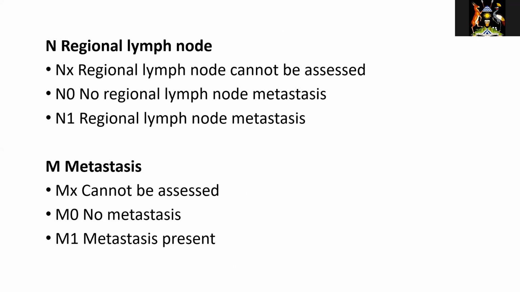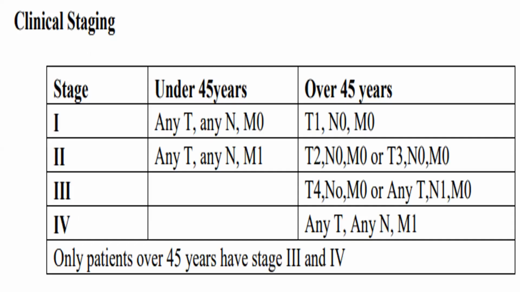On the lymph node involvement, we use NX if you cannot assess the regional lymph node. If there is no regional lymph node metastasis, we use N0, but N1 if there is a regional lymph node metastasis. But in the aspect of distant metastasis, if you cannot assess the metastasis, we use MX, M0 if there is no metastasis, and M1 if metastasis is present. So that is the TNM classification.